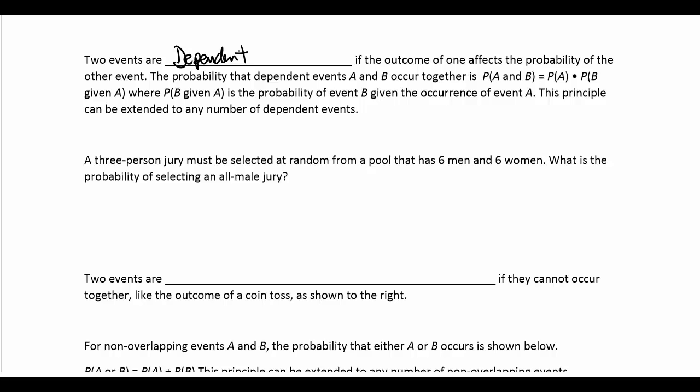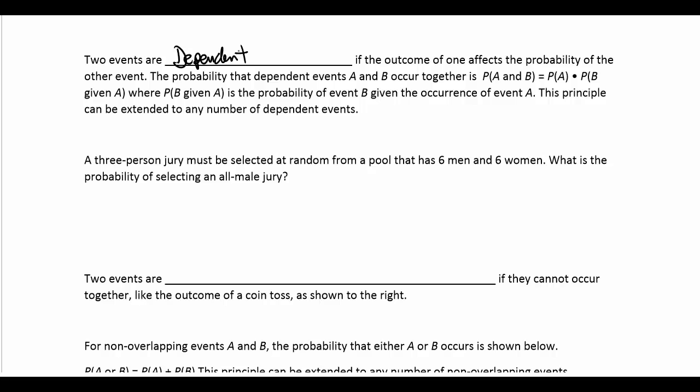Okay, so it kind of goes back to what I was saying with independent events. Dependent events means if I tell you that a certain event has occurred, then you actually have more information about the likelihood of a secondary event happening.